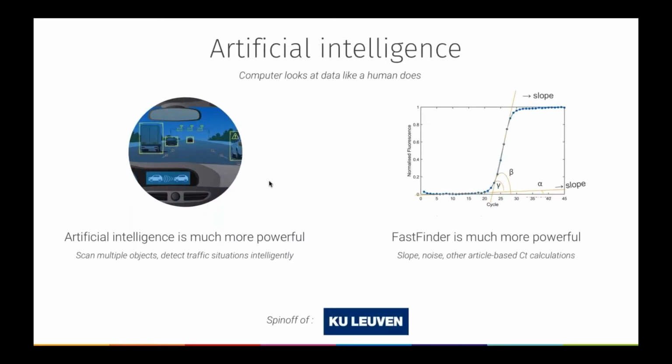So moving on with that metaphor, we like to see our software a little bit as the intelligent cars that we see these days that use techniques used in artificial intelligence. So in the metaphor of the car, there are now cars that can scan multiple objects, and they can detect even very difficult traffic situations intelligently, which are usually tasks that you would say a computer is not capable of. But we are seeing Teslas on the road now with autopilot functions. And FastFinder is very comparable in that sense.